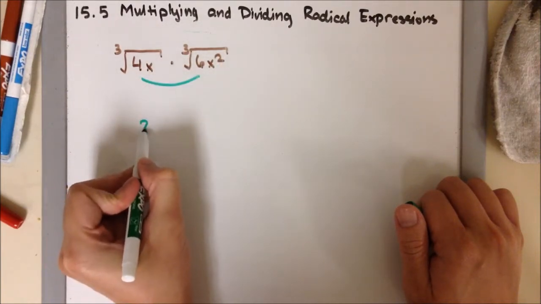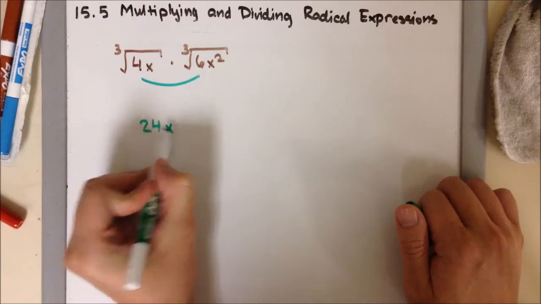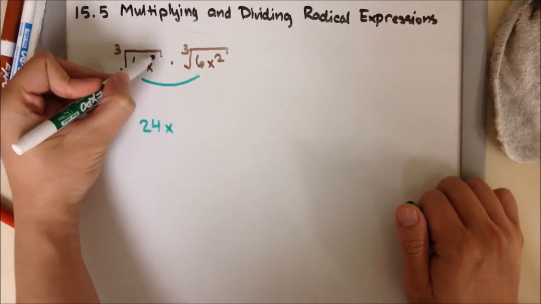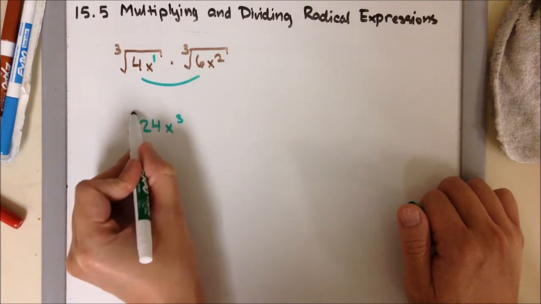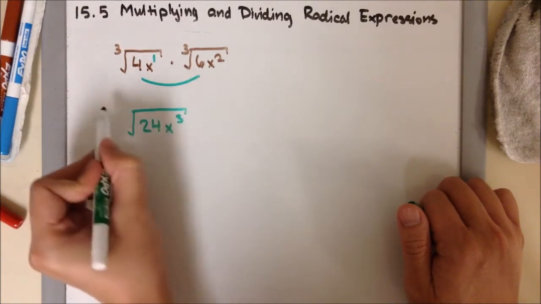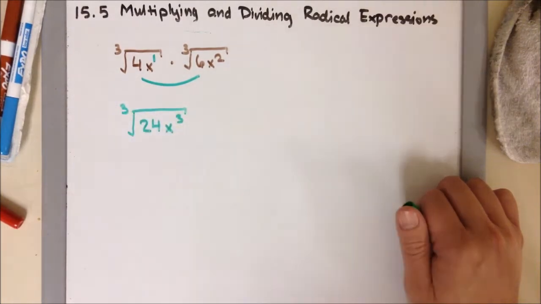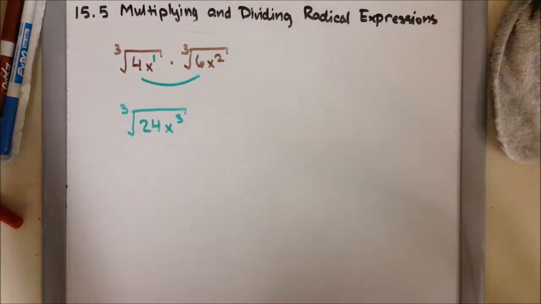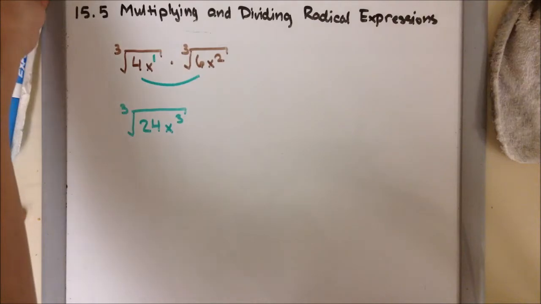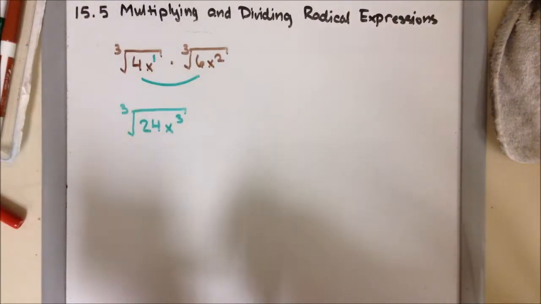I'm going to have 24x. Since we're multiplying with the same base, I'm going to add the exponent, so x to the third, inside the cube root or the third root. Next, I want to try to simplify this. So first I'm going to break the number and the variable apart.